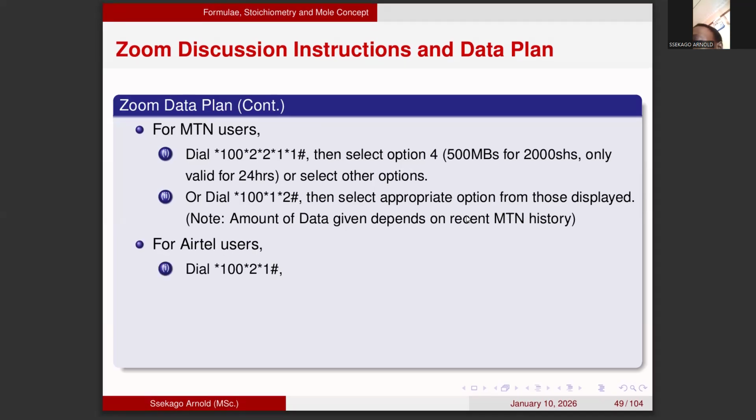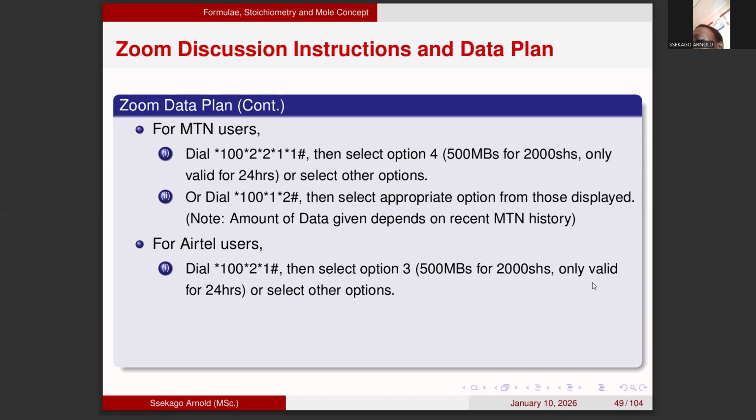Then for Airtel, for my colleagues on Airtel, you dial this. Once you dial that, they'll bring a menu. Then you select option 3. Option 3 has 500 MBs for 2,000 shillings, and they are valid for 24 hours. Or you can as well select other options. Then alternatively, on Airtel, they also have this option. You can as well dial this.